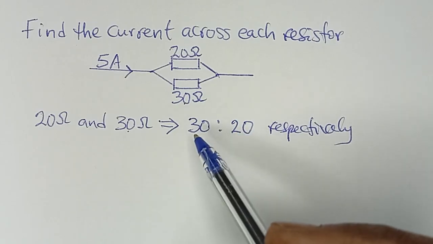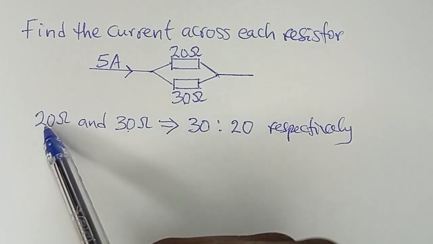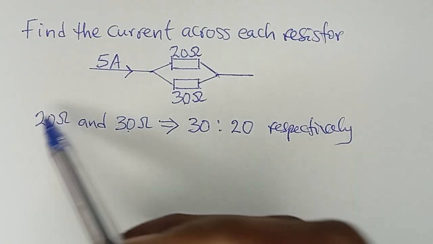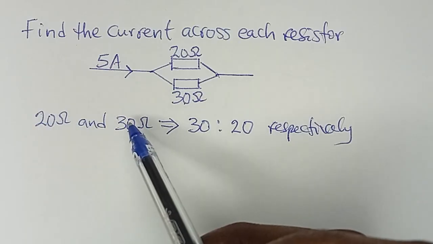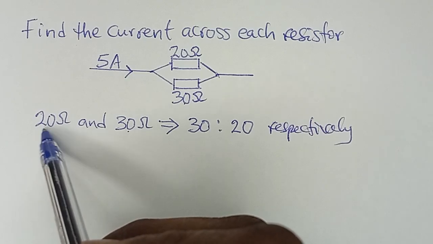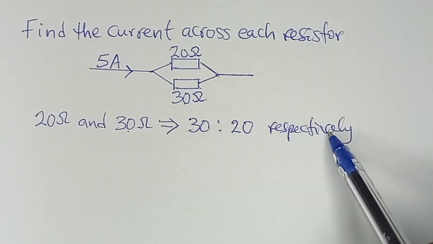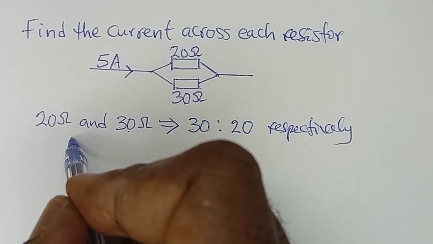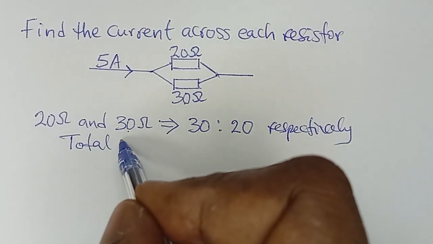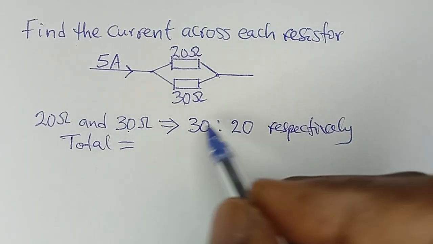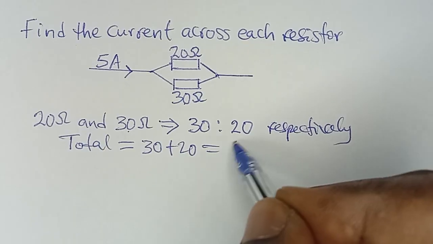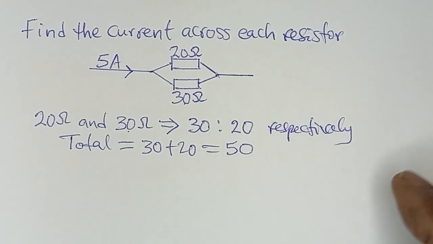Now, when we are doing this, we have to be careful so that we will not take exactly the same 20 as the ratio and 30 as the ratio. You have to remember to interchange the values. So 20 takes the ratio 30 and 30 takes the ratio 20, just as I've stated here respectively. Now, don't forget that in ratio, we have to get the total. So the total ratio is equal to 30 plus 20, and that is 50 as the total ratio.